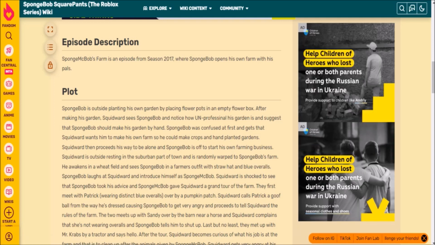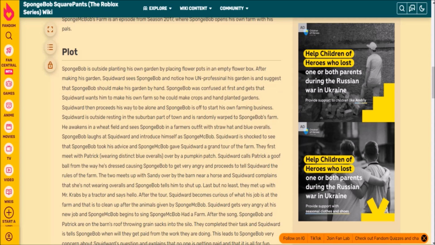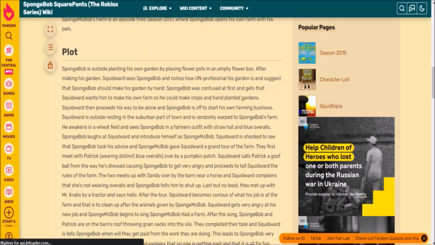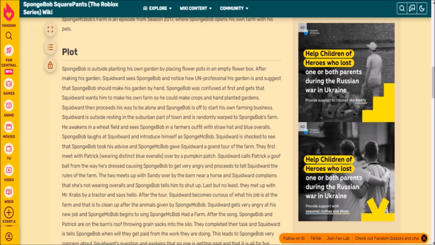Squidward is outside resting in the suburban part of town and is randomly warped to SpongeBob's farm. He awakens in a wheat field and sees SpongeBob in a farmer's outfit with a straw hat and blue overalls. SpongeBob laughs at Squidward and introduces himself as SpongeBob. Squidward is shocked to see that SpongeBob took his advice, and SpongeBob gives Squidward a grand tour of the farm.